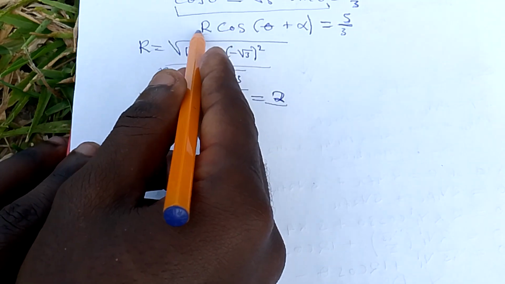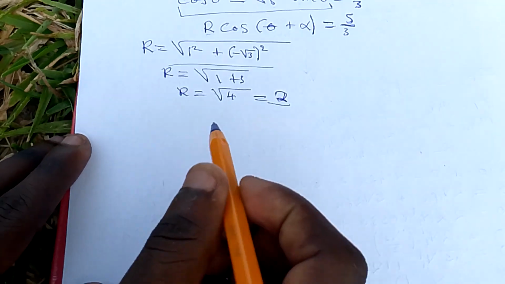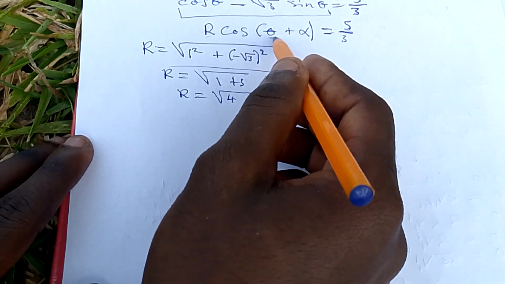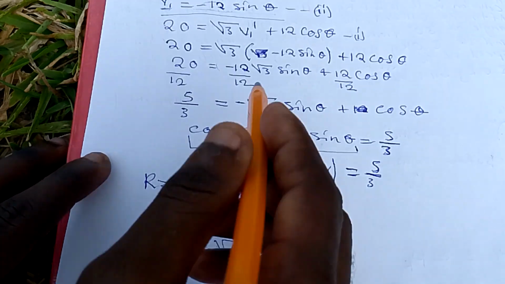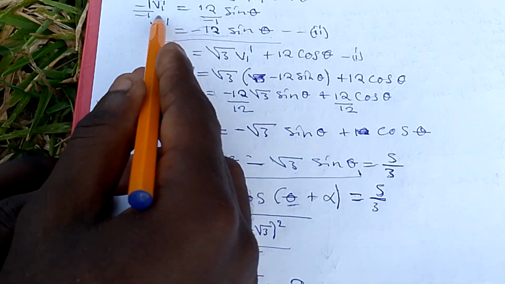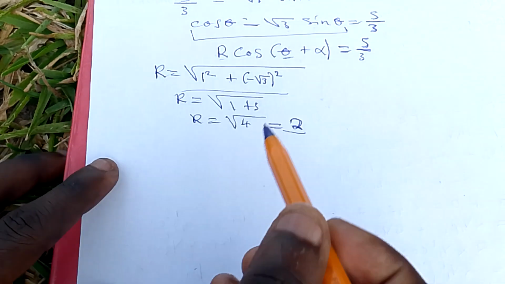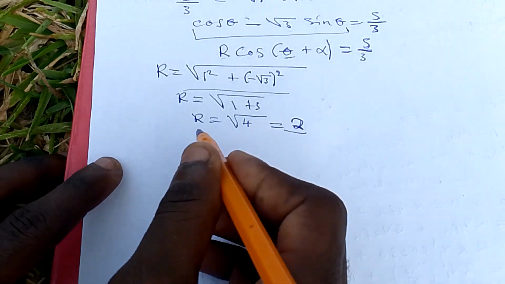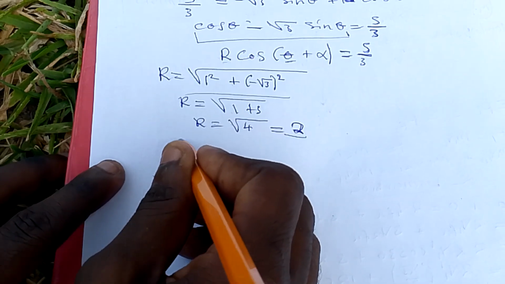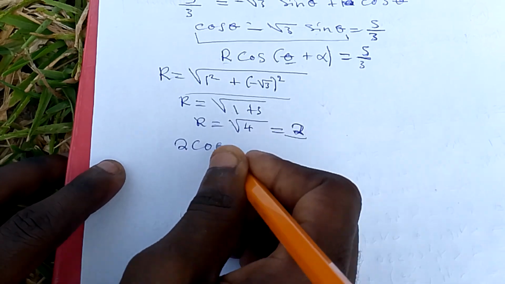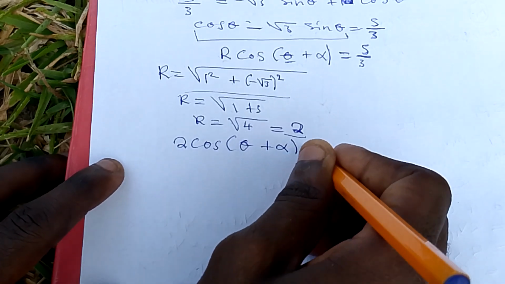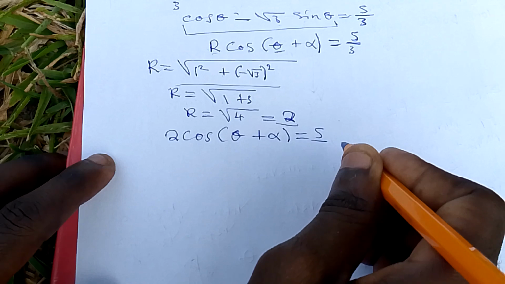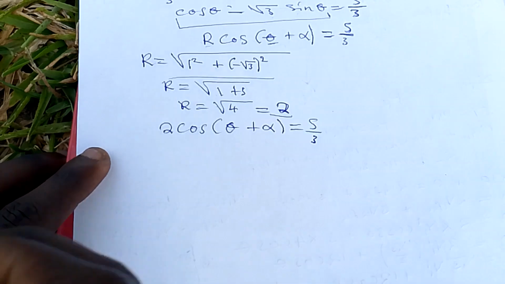So now we can just substitute where R is, we put 2. Remember, our goal is to know theta. Once we know theta, it's very easy for us to find v1 prime. So now let's just substitute in there. So we're going to have 2 cos(theta plus alpha) equals 5 over 3.